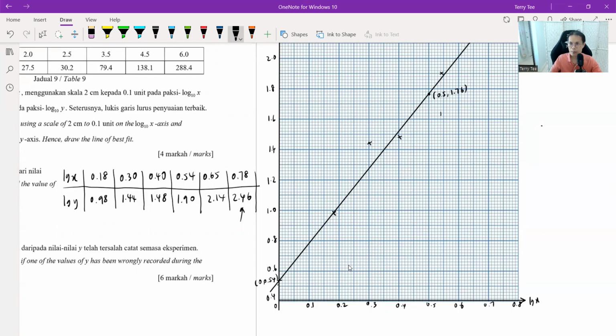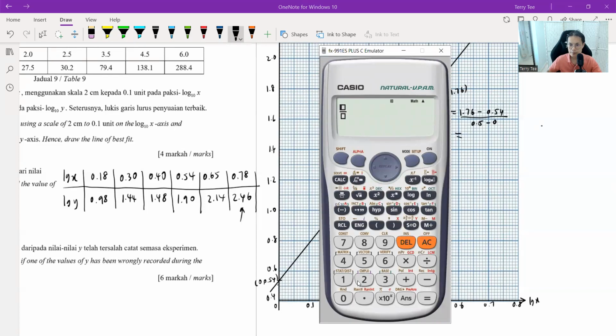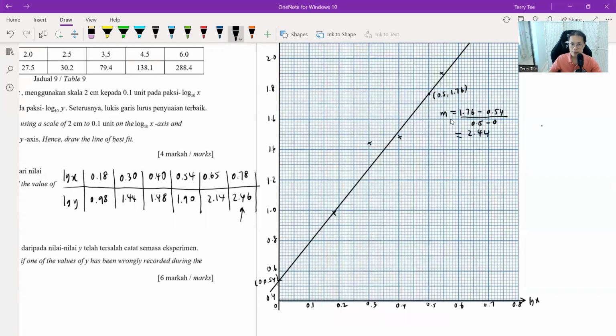My gradient will be 1.76 minus 0.54, divided by 0.5 minus 0. So 1.76 minus 0.54 divided by 0.5. Okay, guys, my answer is 2.44. My gradient is 2.44. You might get a slightly different answer. That's fine. My y-intercept is 0.54.